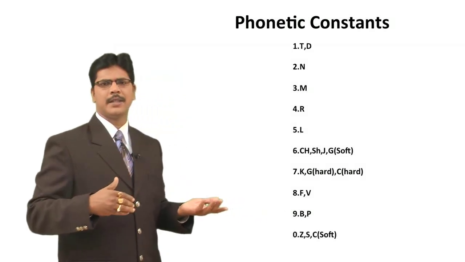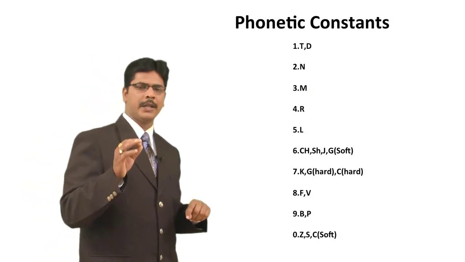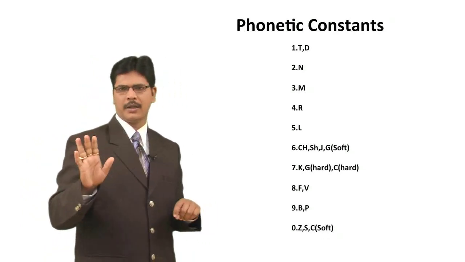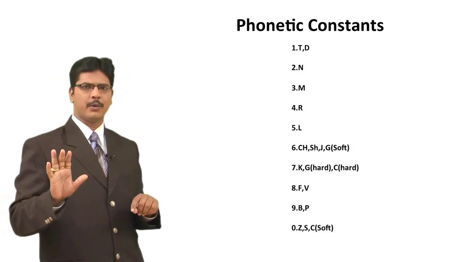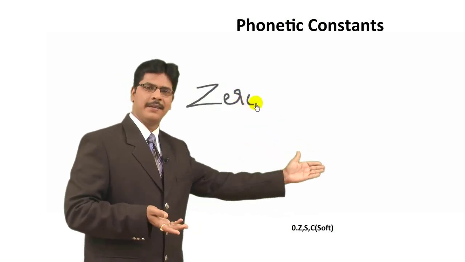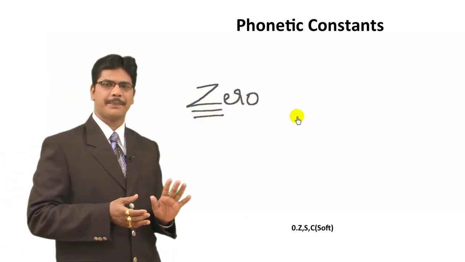The next number is 0. That's the last number, okay? 0. Now how do we remember 0? We remember 0 with a very simple letter, okay? How do you spell 0? Z for 0. And that's it. For 0, it is Z. That's it. 0, Z. Okay.